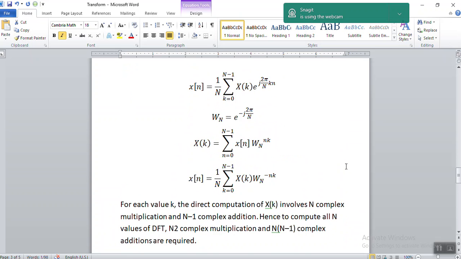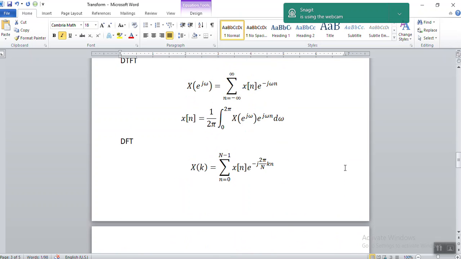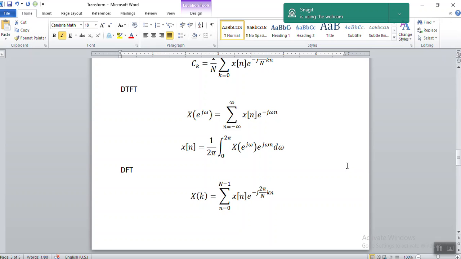Now, what is DFT? DFT is nothing but the sampled version of the DTFT, with capital N equally spaced samples. Now, if we relate it with the Z transform, the Z transform evaluated on the unit radius circle is the DTFT.